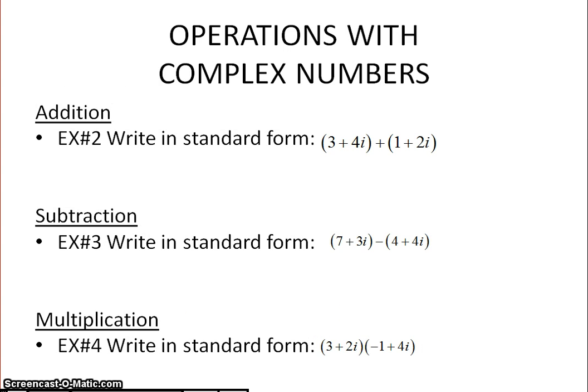So we're going to write in standard form. So it's just like simplifying with variables. So you would add like terms. So 3 plus 1 is 4. 4i plus 2i is 6i. That's how you add complex numbers. Subtracting, same idea, but you do have to distribute. So we have 7 minus 4, and 3i minus 4i is minus i.